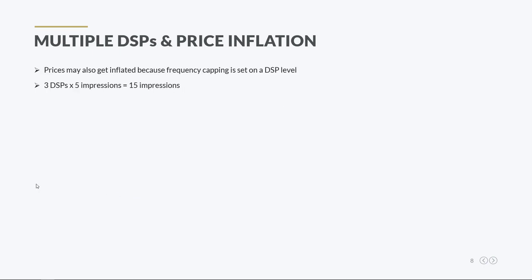Another reason as to why prices may get inflated is the fact that frequency capping is typically set on a DSP level. Therefore, if an advertiser uses 3 DSPs, and his goal is to show 5 impressions maximum per user per day, all DSPs may deliver up to 15 impressions in total per user per day. That would technically triple the cost of advertising for no substantial gain.